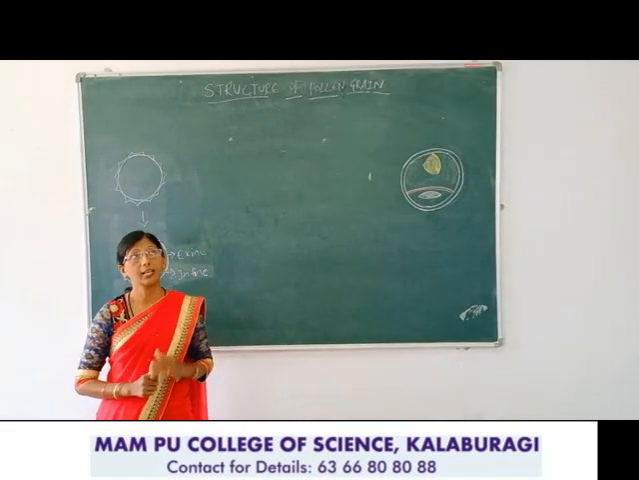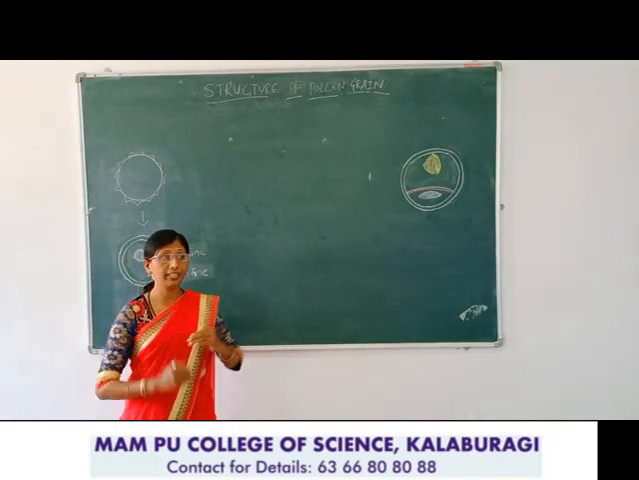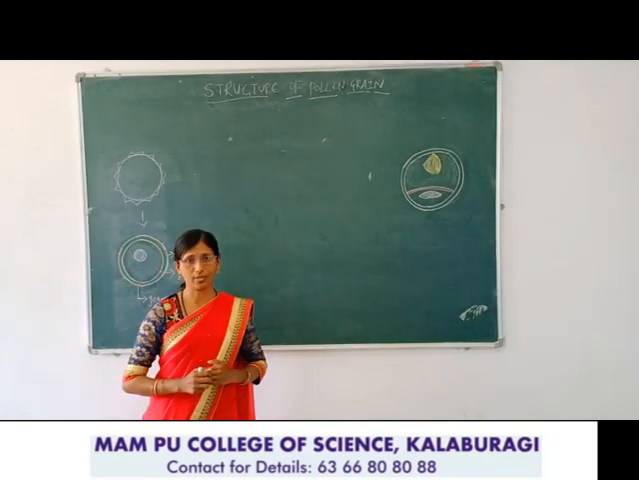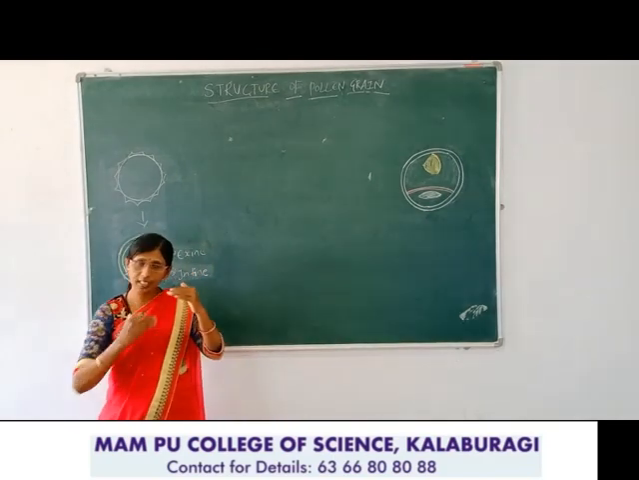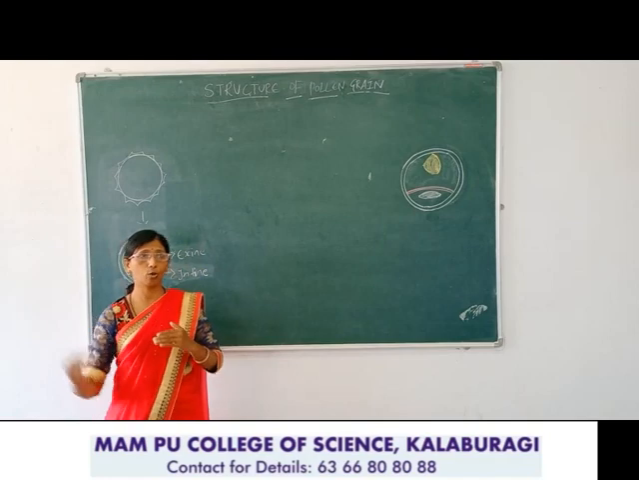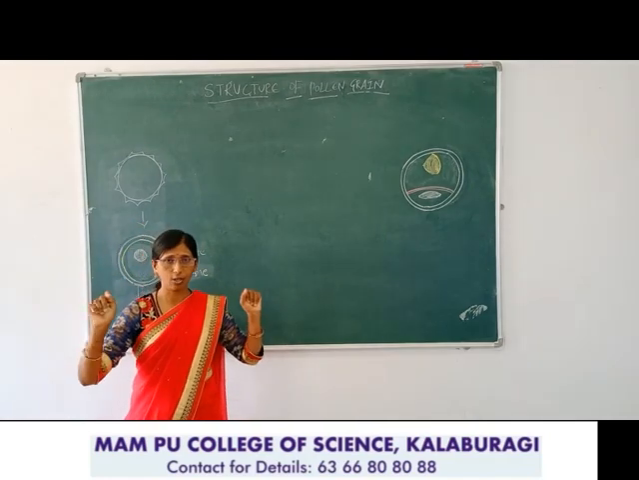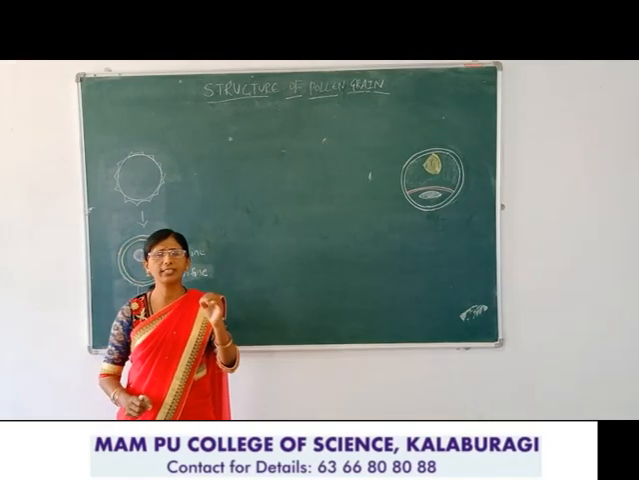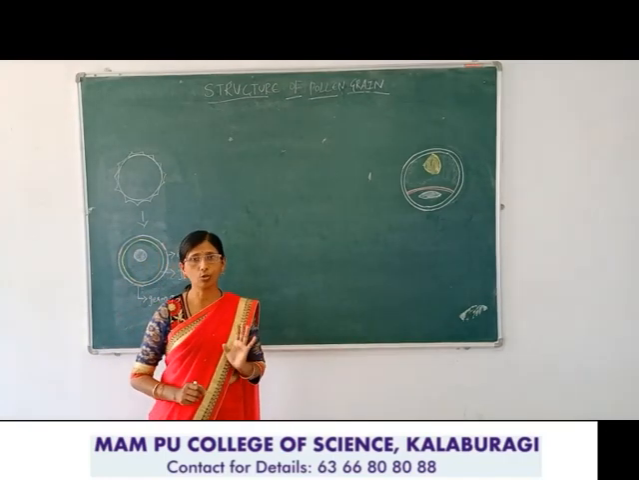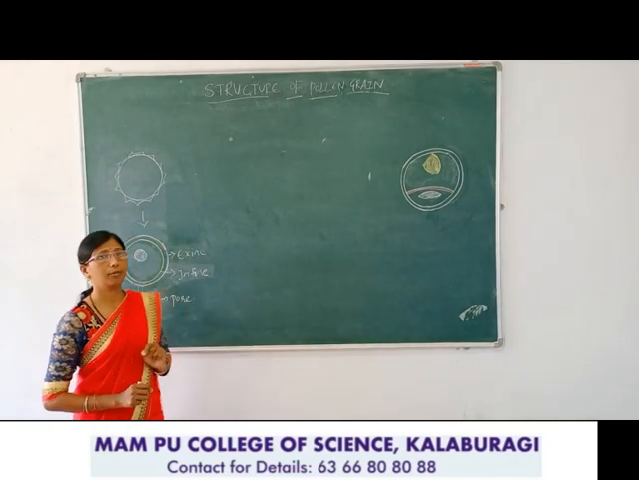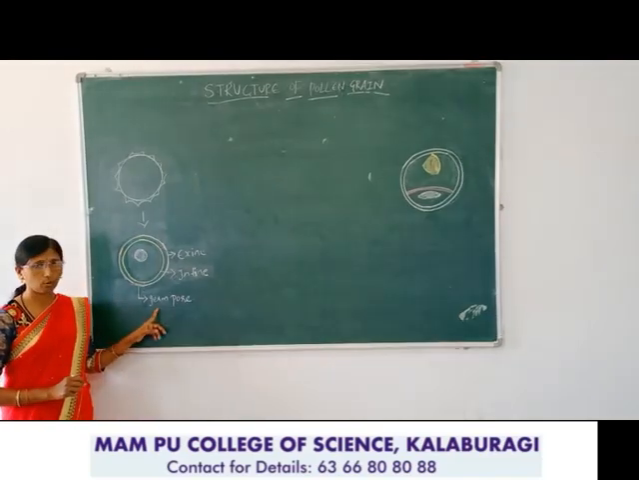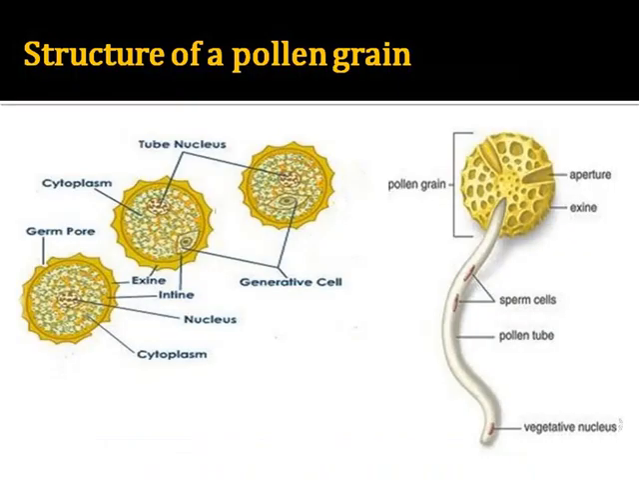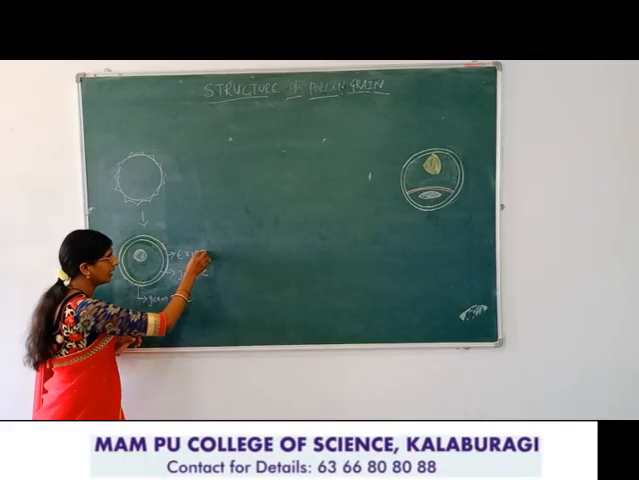For example, if we want to go to the third floor, we can go with the help of steps. If we want to come down, we come with the help of steps. We cannot go by flying. Like that, the pollen grain can reach the ovule only with the help of the pollen tube. The pollen tube is formed with the help of the germ pore, meaning the pollen tube emerges from this region.